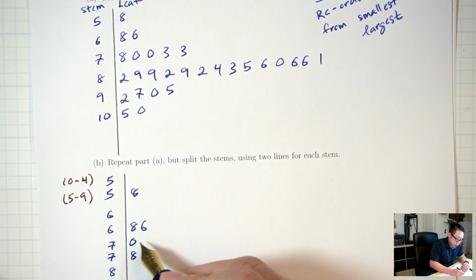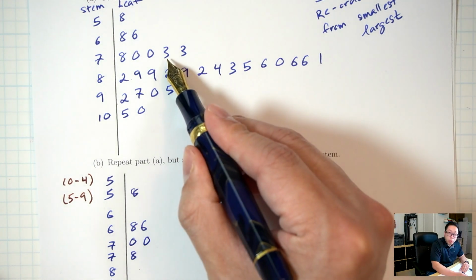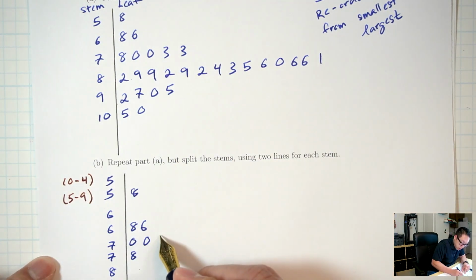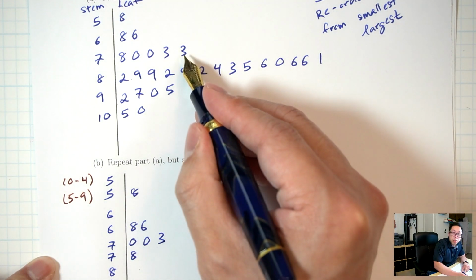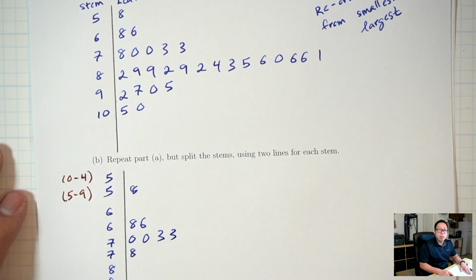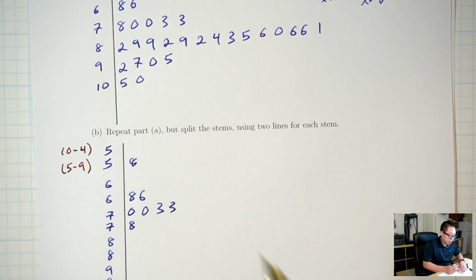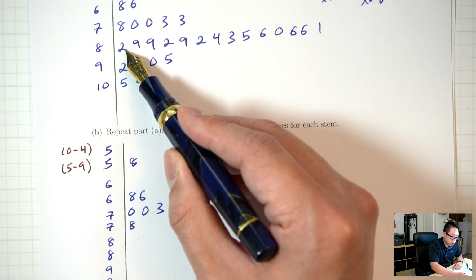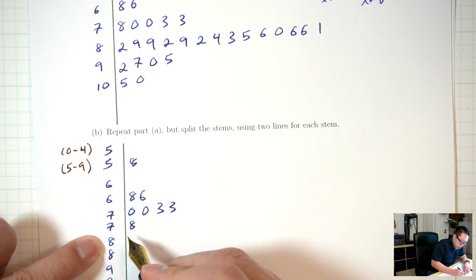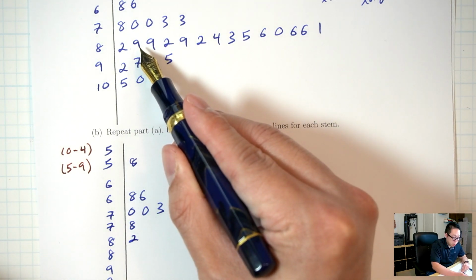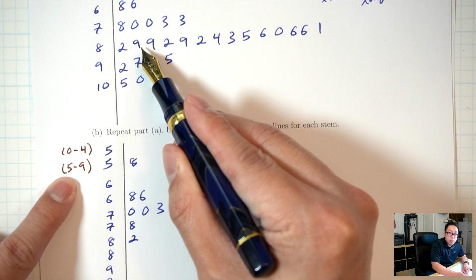Another 0 goes with the first 7. 3. So 3 is between 0 and 4, so it should go with the first 7. Another 3 should go with the first 7. Now for my 8s, 2. Okay, 2 is between 0 and 4, so 2 is going to go with the first 8. 9. 9, it should go with the second 8.